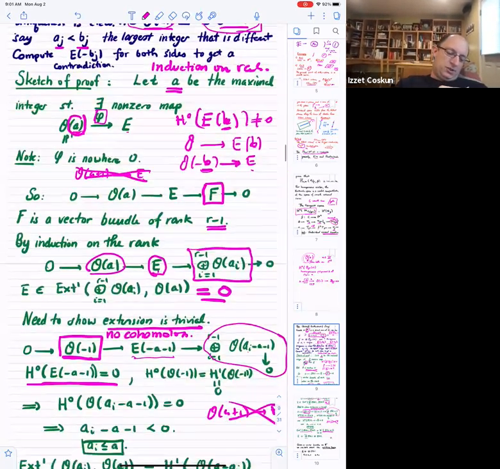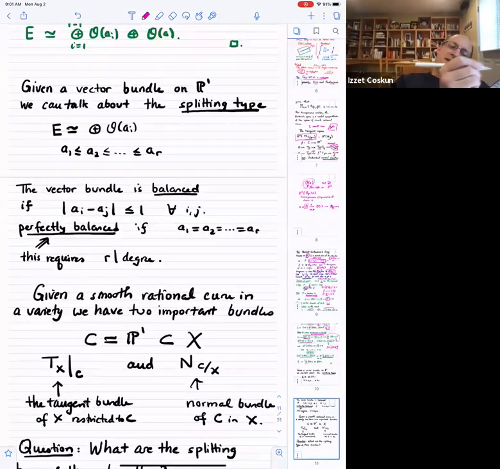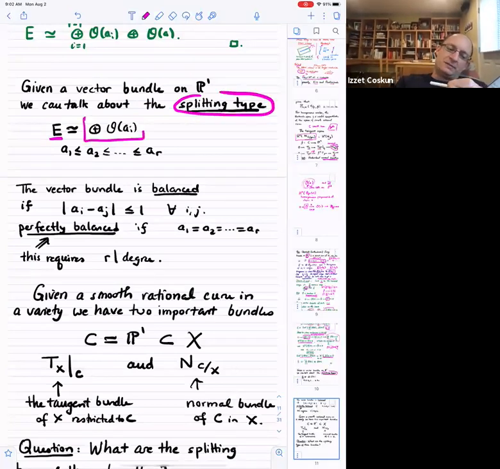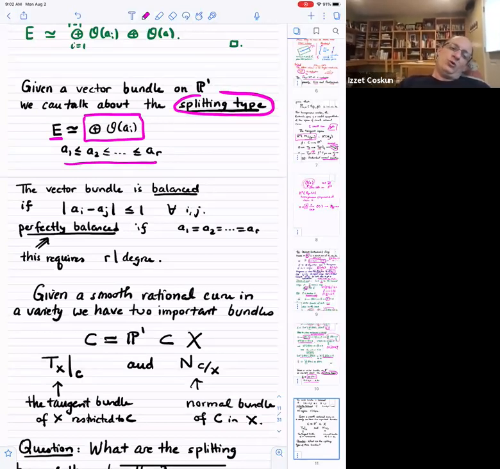All right, so let's just say it like this. Given a vector bundle on P1, we talk about its splitting type. That means that we write this vector bundle as a direct sum of line bundles. We can choose them so that they look like this, so that it's unique, so that I don't have to worry about the reorderings. And then to say that you know a vector bundle on P1 means that you can tell me a splitting type. In that way, I know this bundle uniquely up to isomorphism, okay?